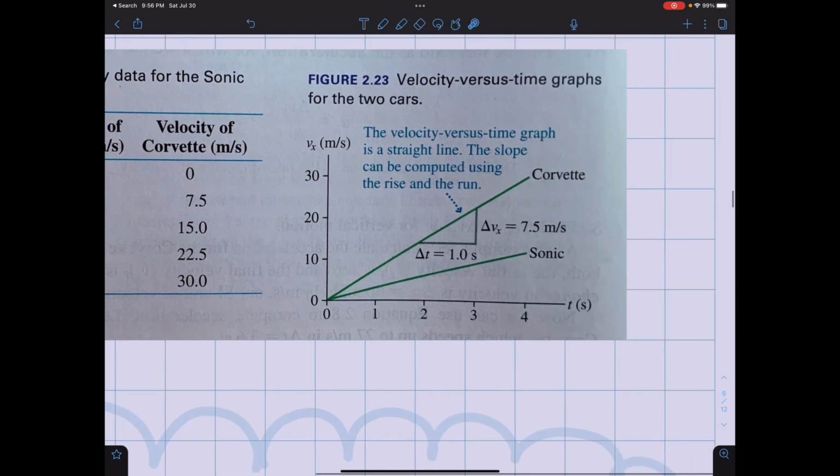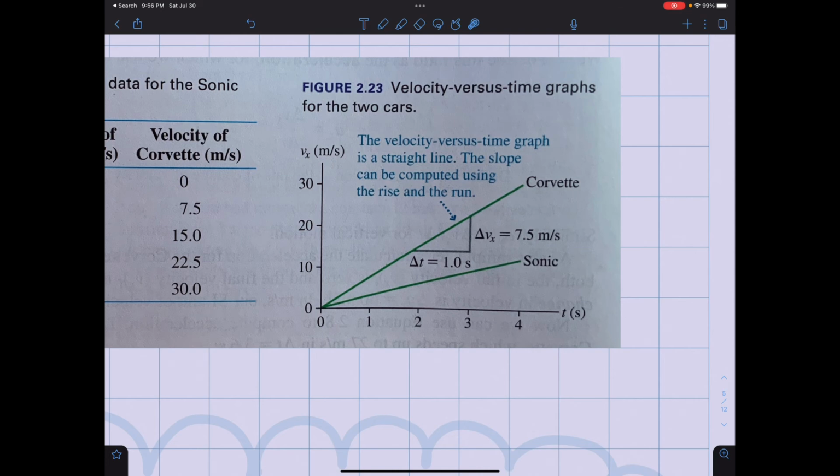Now, if you plot that on a velocity time graph, velocity is here, time is here. The Sonic shows this line, which makes sense. At 1 second, you're just plotting the different velocities that are shown on that table. You can do the same for the Corvette. Just plot the velocity at 1 second, 2 seconds, 3 seconds, 4 seconds. Obviously, the Corvette's going to have higher velocities. And so the acceleration, which you recall is the slope of the line, is steeper.